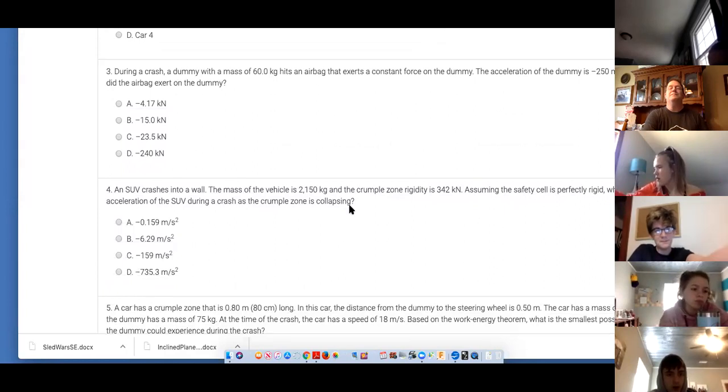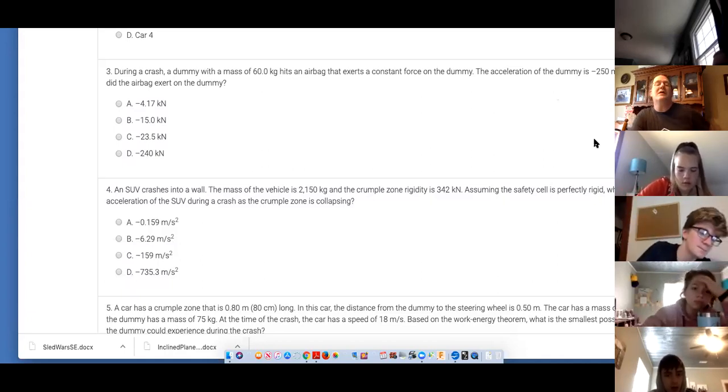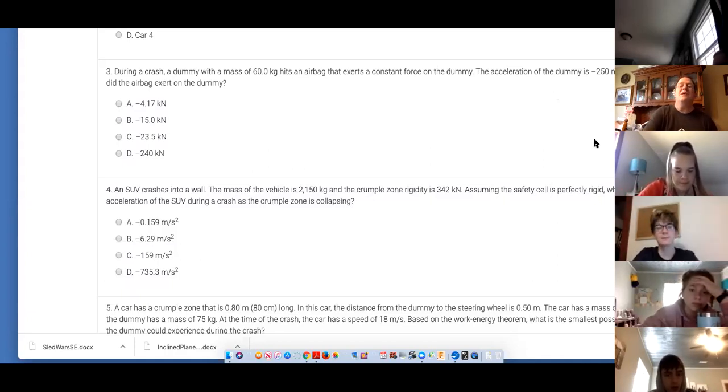Number 3. During a crash, a dummy with a mass of 60 kilograms hits an airbag that exerts a constant force on the dummy. The acceleration of the dummy is negative 250 meters per second squared. Cameron, why is it negative? Because they're out of the car. No, but good guess. Lillian, why is it negative?